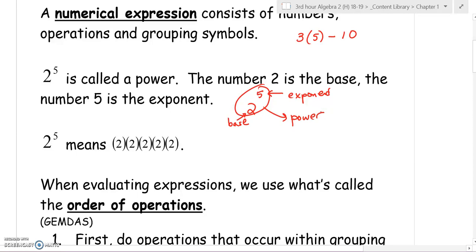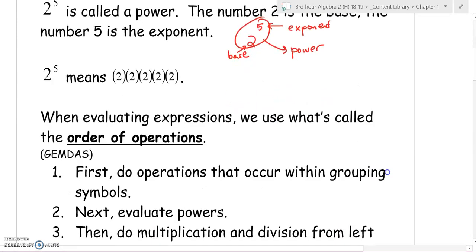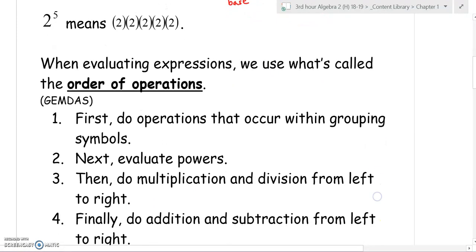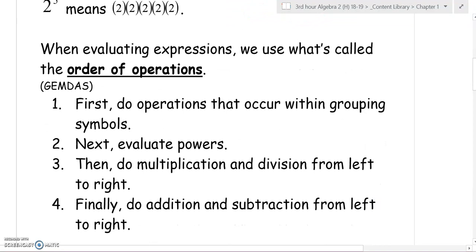And what does 2 to the 5th power mean? We all should know that it means 2 multiplied by itself 5 times. So when evaluating numerical expressions, we use what's called our order of operations. A lot of you probably learned PEMDAS for parentheses, exponents, multiplication, division, addition, and subtraction. Well, I'm going to call it GEMDAS. And G does not stand for parentheses, it stands for all grouping symbols.